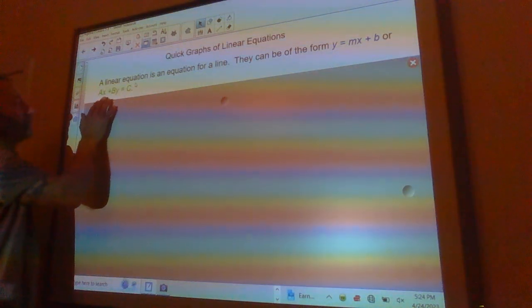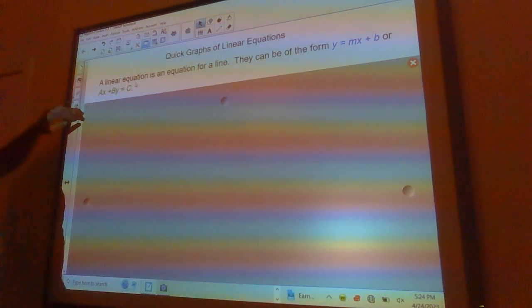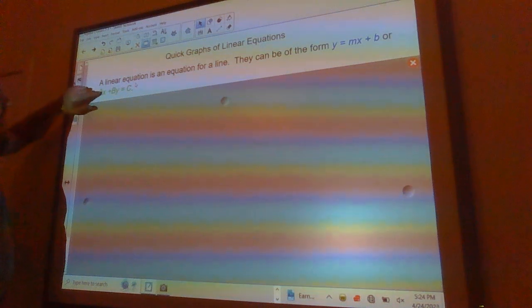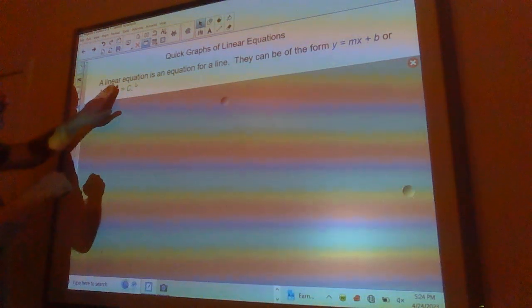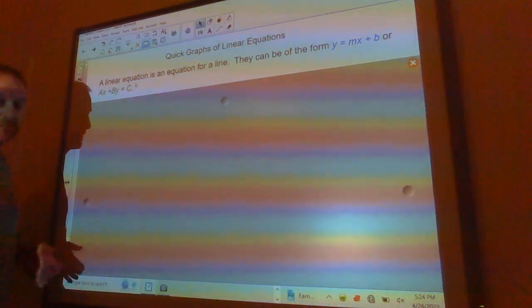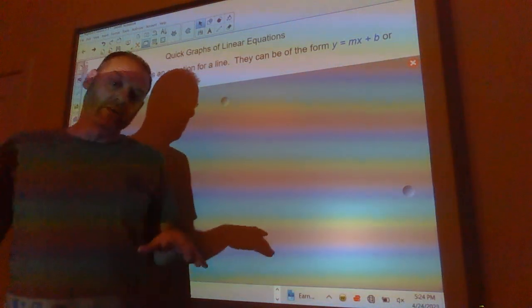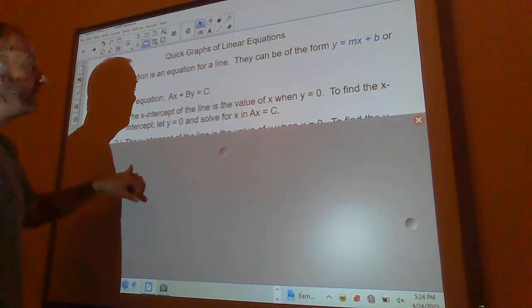Here's standard form. So you find your intercepts here: you plug in a 0 for the x, and you figure out what y is. You plug in a 0 for the y, you figure out what x is. You've got the x and y intercepts. Now you draw a line between them.